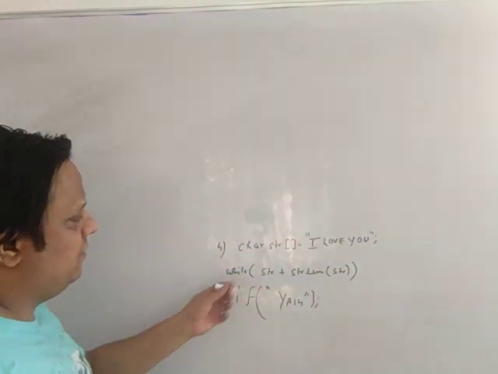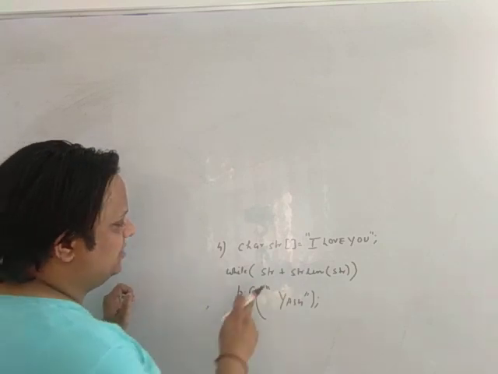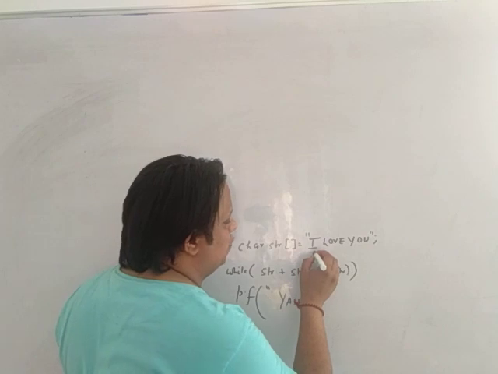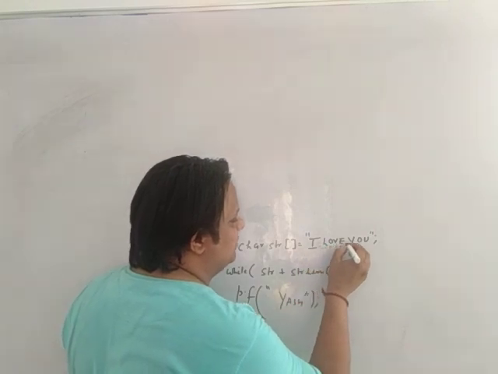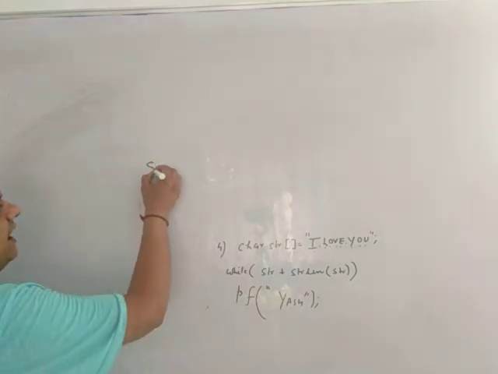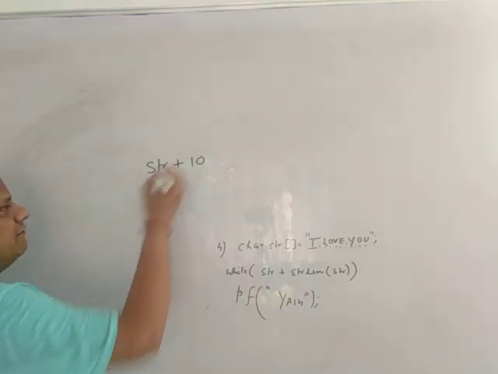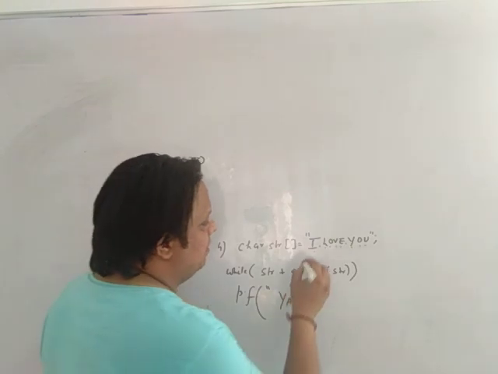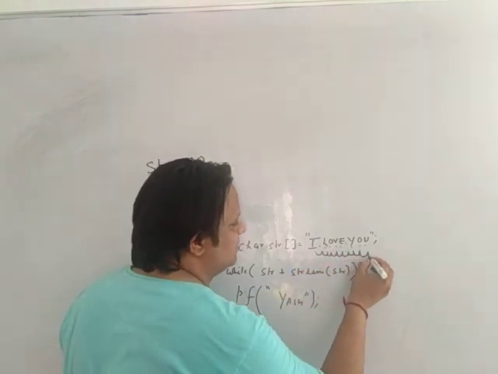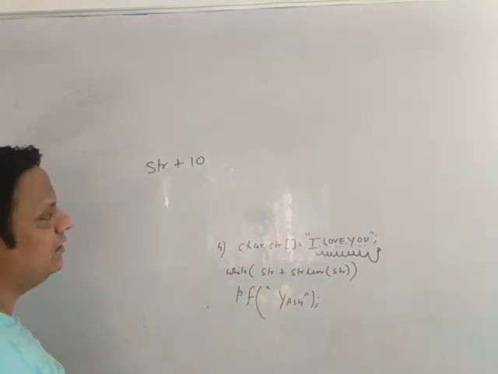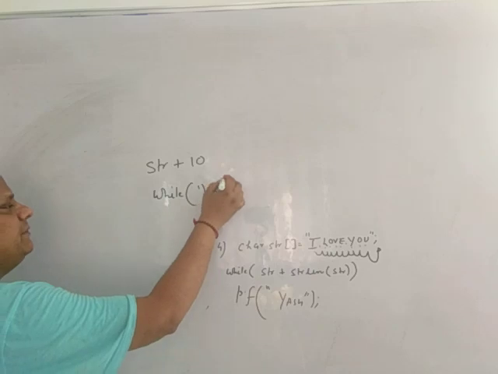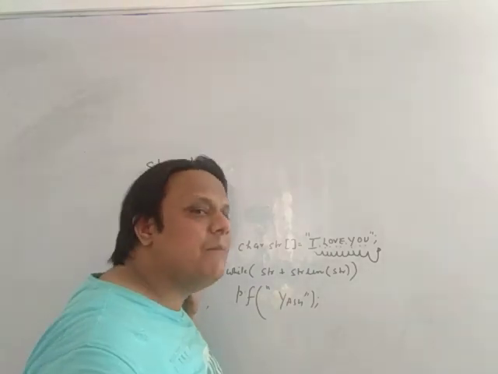Now it says you have the string "I love you", str, while str plus strlen of str. So what is the string length of this? 1 2 3 4 5 6 7 8 9 10, right? So it is 10. So this becomes str plus 10. Fine. So str plus 10 means plus 1, plus 2, plus 3, plus 4, plus 5, plus 6, plus 7, plus 8, plus 9, plus 10. It is pointing to null. So it becomes what? While null. So while null means your condition becomes false and you will come out of the loop.